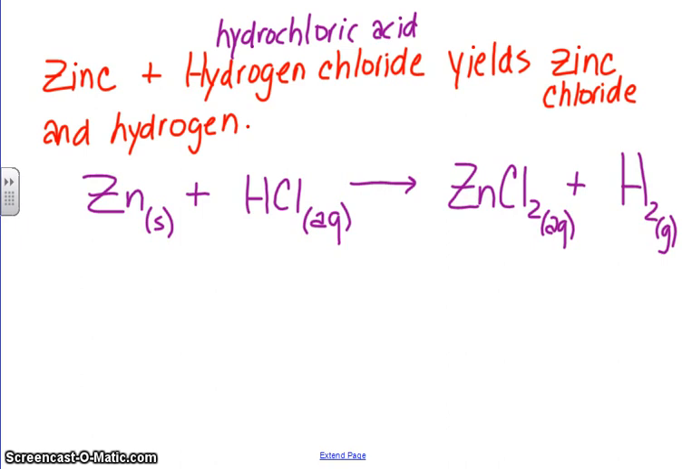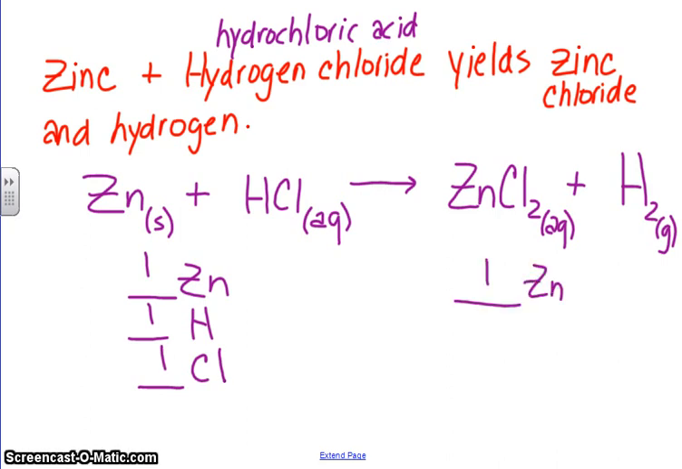Okay, so we've got our proper formulas, now we need to do a little math and see how many of each of these we have. We have how many zinc? 1. How many hydrogens? 1. How many chlorines? 1. Okay, and on this side we have how many zinc? 1. How many hydrogens? 2. And how many chlorines? 2. Okay. So we're not balanced, so what do we need to do?